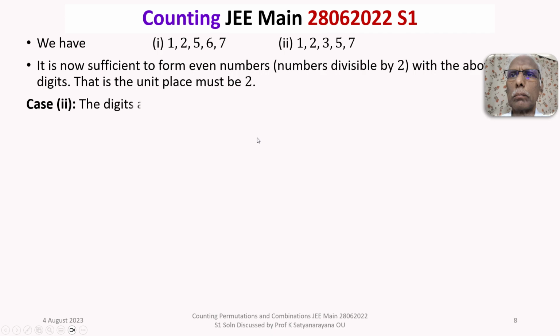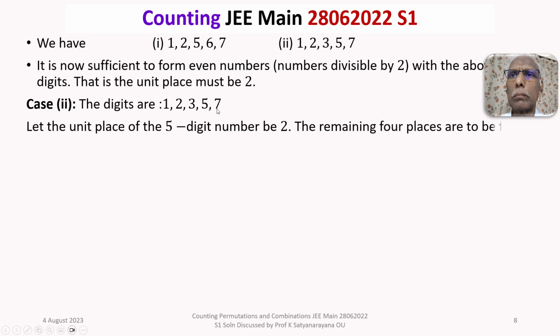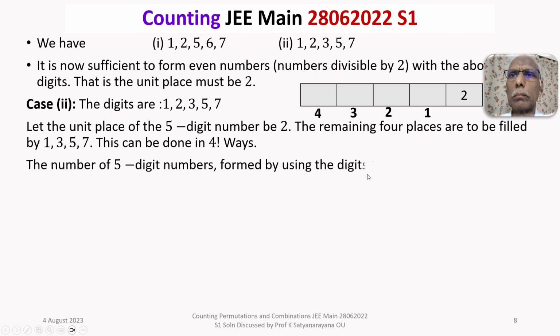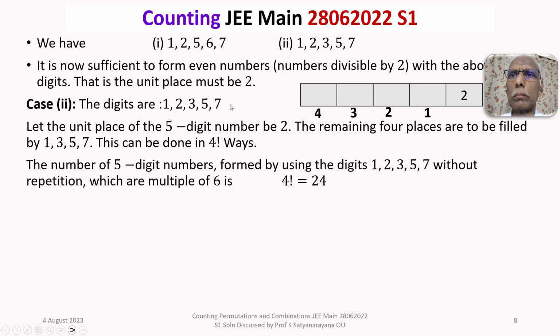So we go for case 2. The digits are 1, 2, 3, 5, 7. And the units place must be filled with 2 only. There is no other even number in this. The remaining 4 places can be filled by 1, 3, 5, 7 in factorial 4 ways, as we have done in case 1. So the number of 5-digit numbers formed by using the digits 1, 2, 3, 5, 7 without repetition, which are multiple of 6, is factorial 4, that is equal to 24. Only one case we get here.